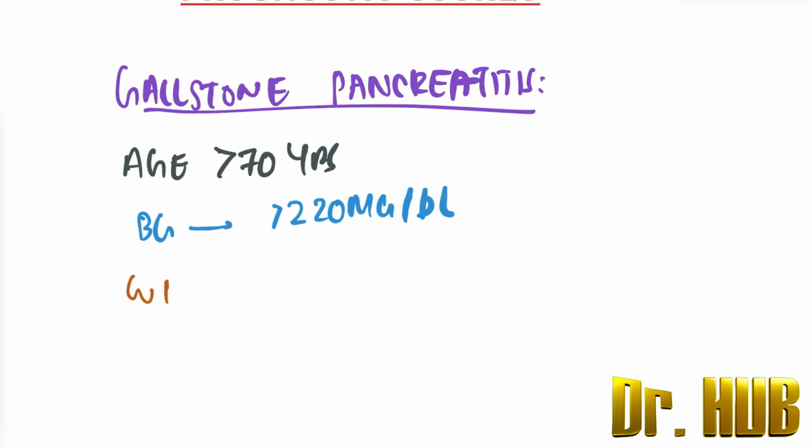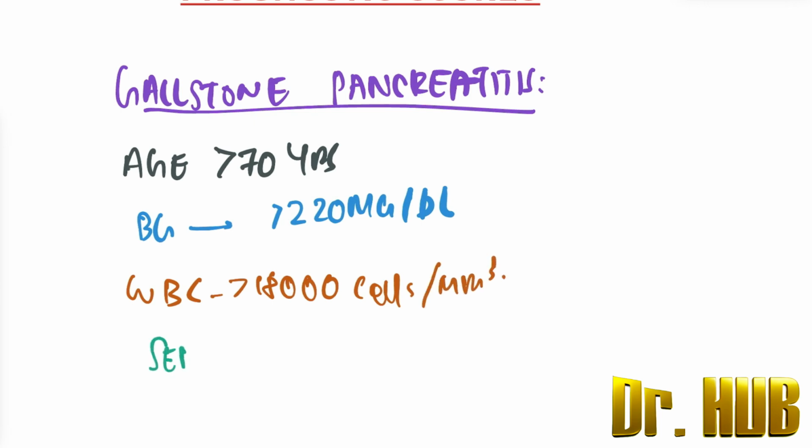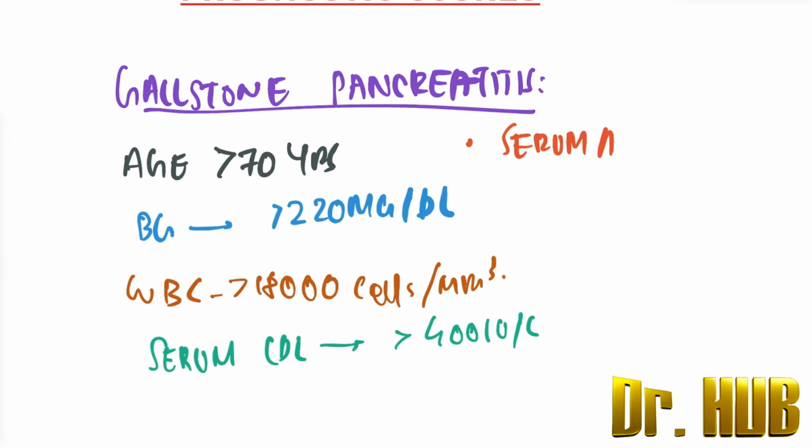Then there is also the WBC. The WBC is going to be greater than 18,000 cells per mm cubed, whereas in non-gallstone it was 16,000. Next, the serum LDH level is going to be greater than 400 IU per L. Lastly, we have the serum aspartate aminotransferase level, which will be greater than 250 IU per L.